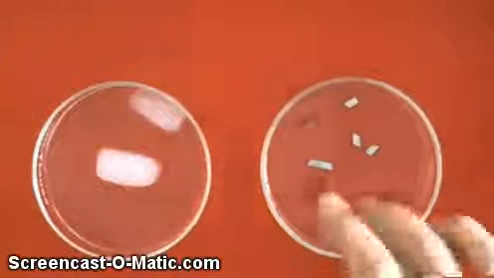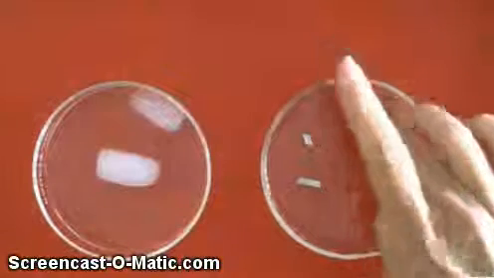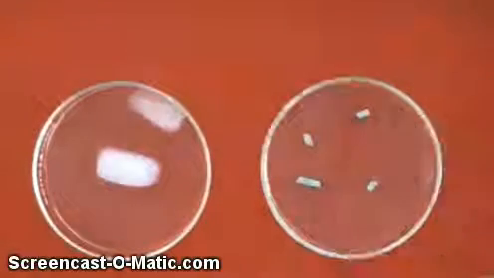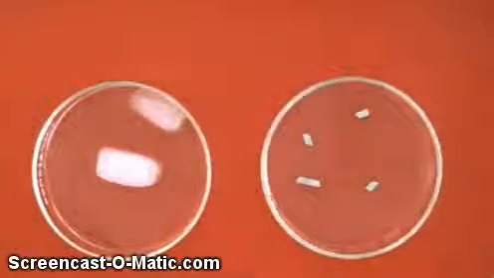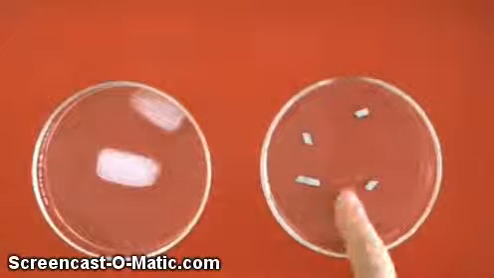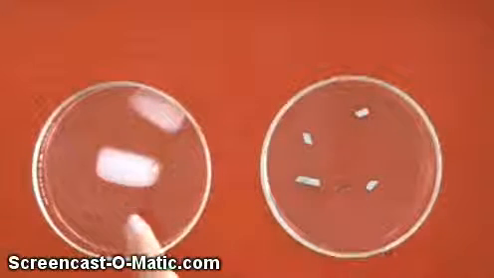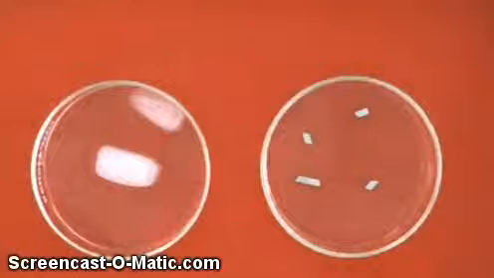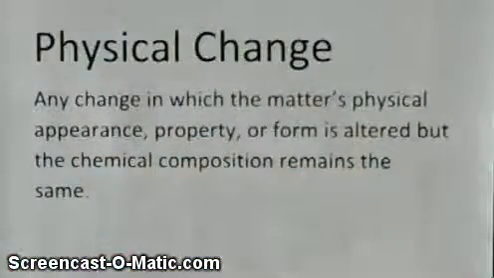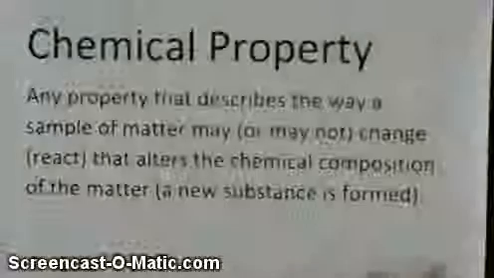I changed the individual mass or the individual volume of each of these, but it's still magnesium. So what I did here was a physical change, both with the ice turning into liquid water and the magnesium turning into smaller pieces of magnesium. In both cases, the chemical composition was the same.